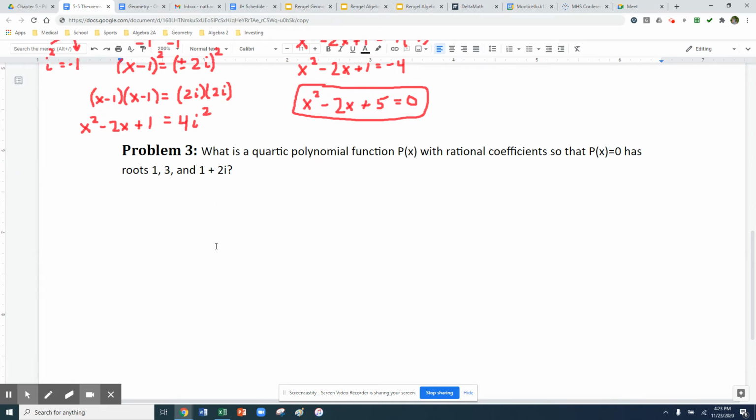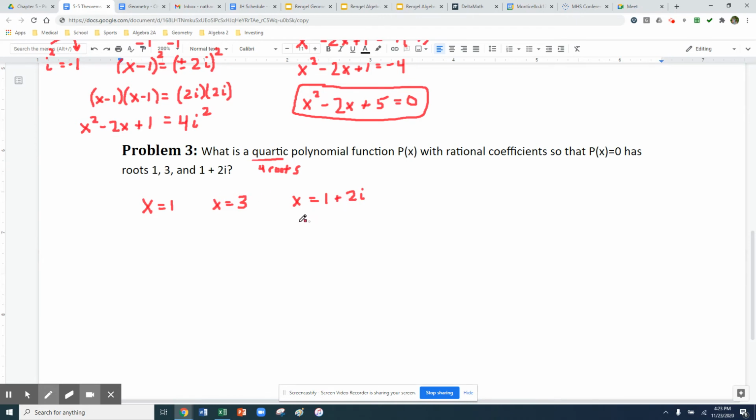So we're going to use that same algebra again, so we'll get another practice with that last problem in problem 3. So problem 3, we're going to read through and just point out some important things to keep track of. A quartic is going to mean that we're going to have 4 total roots. Quartic polynomial with rational coefficients so that p of x equals 0 has roots of 1, 3, and 1 plus 2i. So I've got a root of 1, I've got a root of 3, and now I need a root of 1 plus 2i.